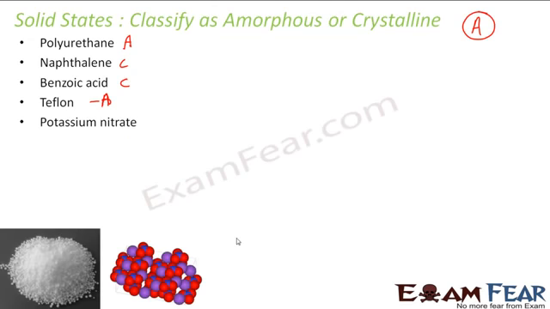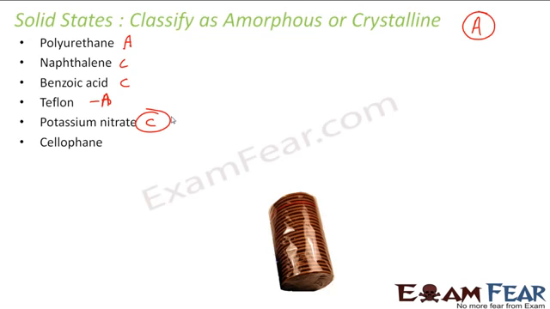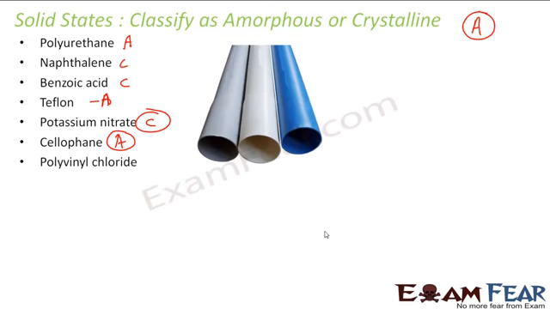The next is potassium nitrate. That is crystal. If you see the structure of potassium nitrate, it is all crystals, an irregular pattern, all crystalline. Cellophane. Cellophane is used to cover biscuits and so on. It is a very thin paper. That is amorphous actually. Why? The moment you heat it, it melts like a plastic. It is plastic only. PVC, again similar to plastic, you heat it, it melts. Amorphous.